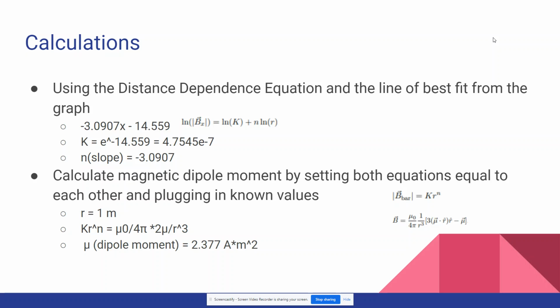The graph depicted the Biot-Savart law in the form shown. The n value was the slope at negative 3.0907 meters, and k was calculated to be 4.75 times 10 to the negative 7th. Setting the distance-dependent equation equal to the Biot-Savart law led to the calculation of the magnetic dipole moment at 2.377 amperes times meter squared.